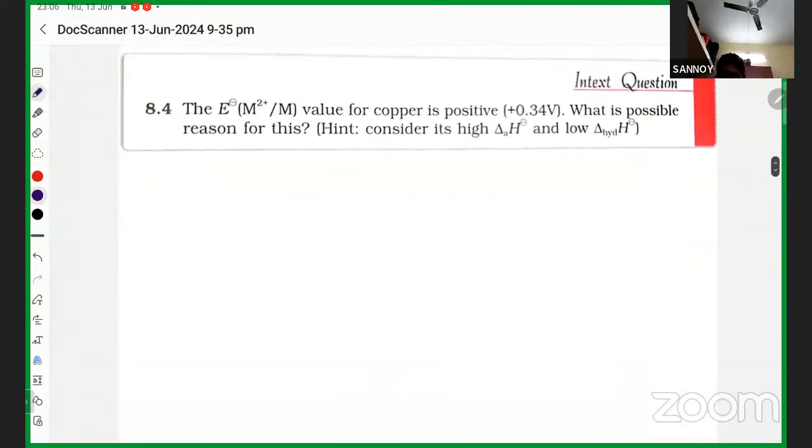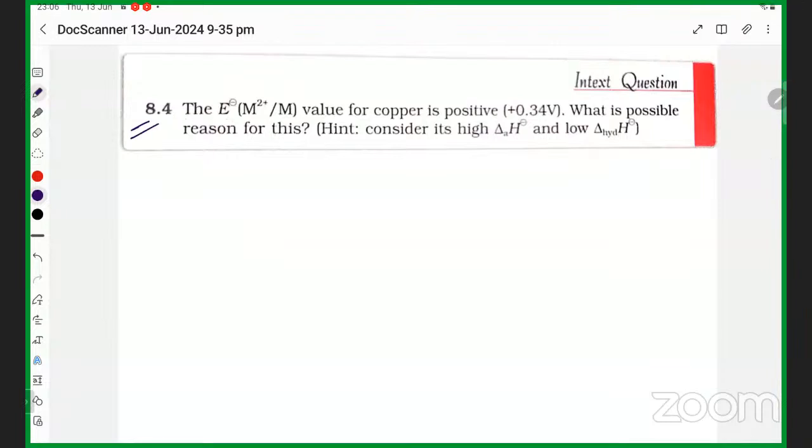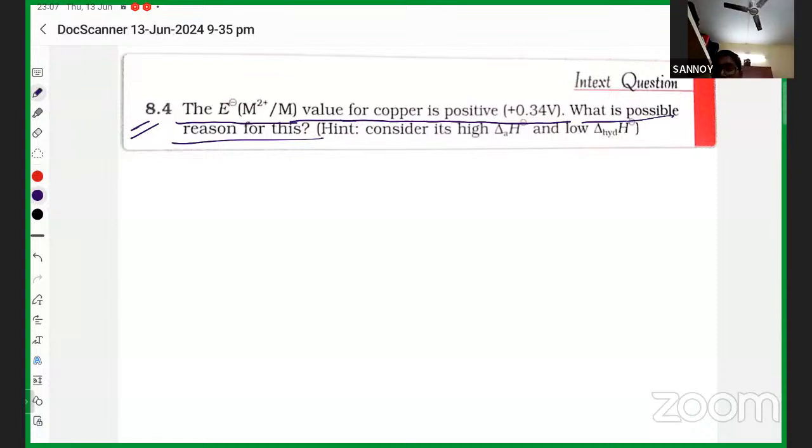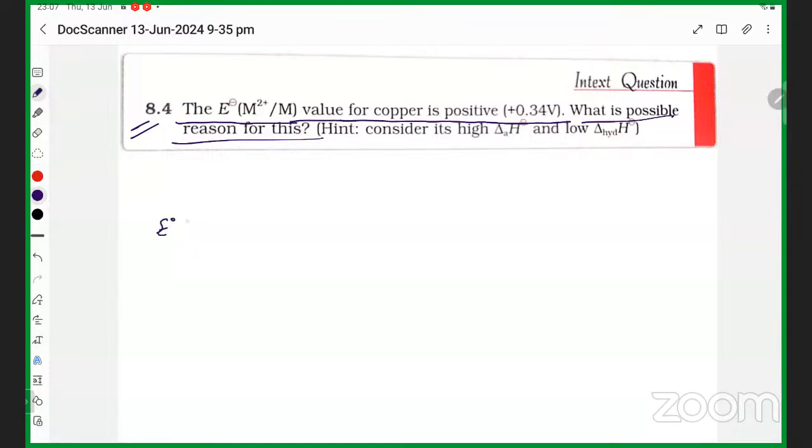Okay. 8.4. The E naught value of M2 plus by M for copper is positive. What is the possible reason for this? Can you tell me? In the morning I explained this to you. Sir, the E naught value will be the hydration enthalpy minus the atomization enthalpy. That is wrong. Don't fool yourself, okay?